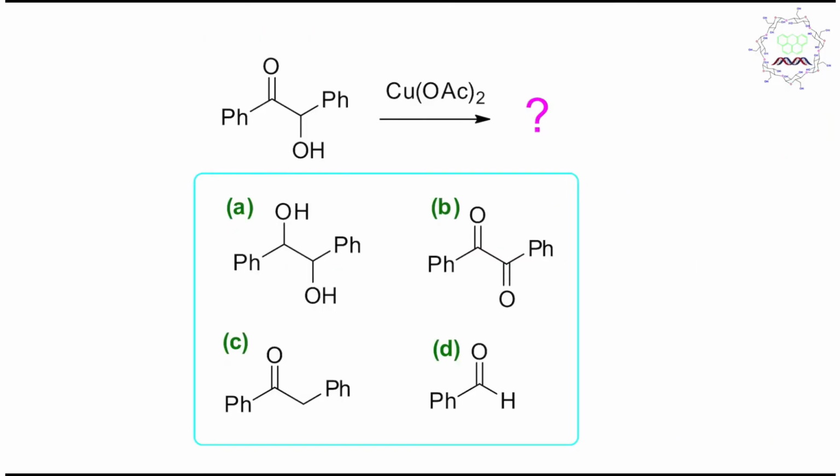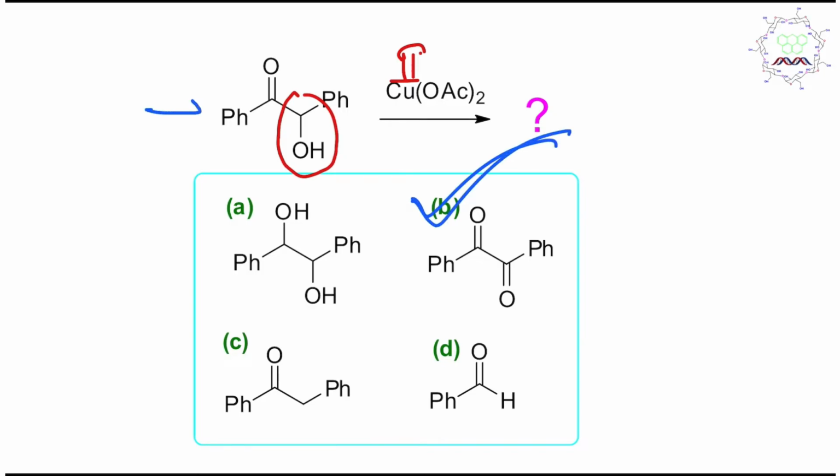Now let's come back to our MCQ. So as I told, it is a single electron oxidation, and this copper 2 is the oxidizing agent. It oxidizes these alpha-hydroxy compounds into the corresponding dicarbonyl. So this is the answer.